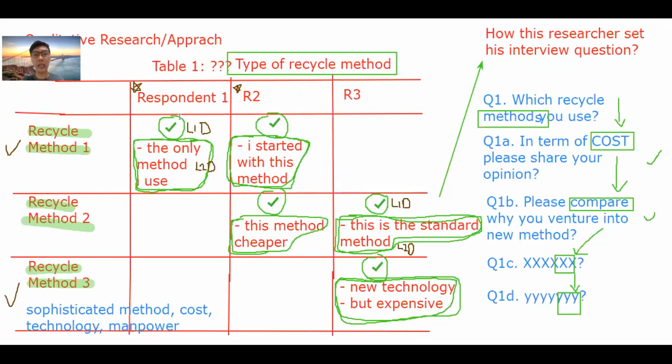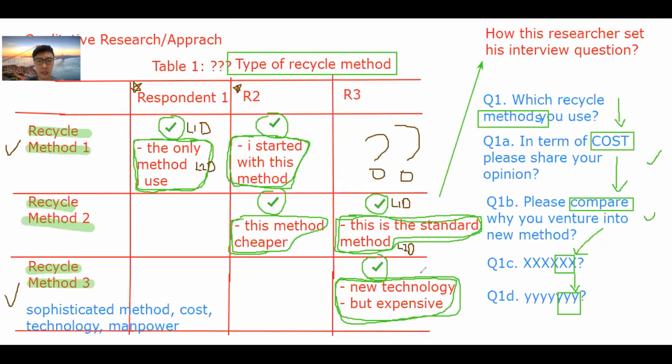You see a pattern. When you start with recycle method two, when you are big enough, your company becomes very big, you venture into method three. Right? So if I ask more detailed questions, like why don't you use method one, I ask respondent three, why don't you use method one, you will get more detailed information from it. Because from here, we didn't ask, that's why it is unknown. Why does respondent three not use method one? This is unknown. Level three data is missing because you did not ask respondent three.